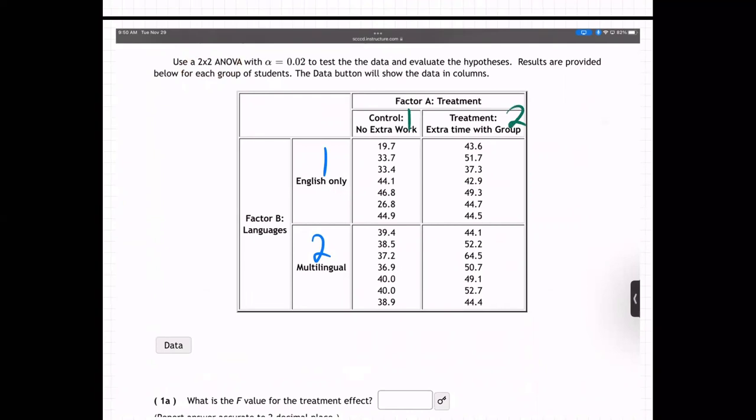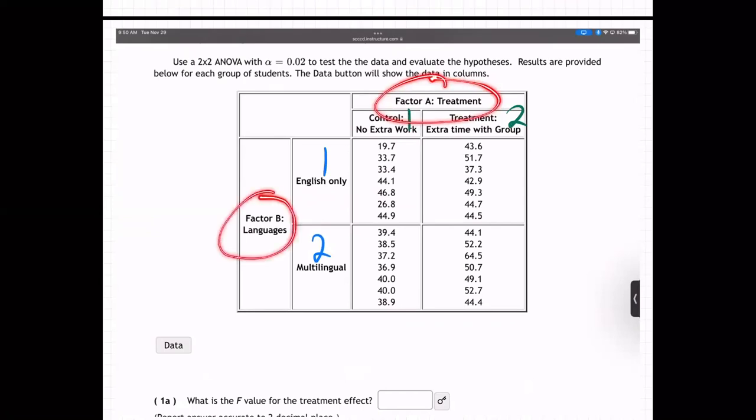So what they've done is they put factor A at the top, treatment, meaning no extra work versus extra time with a group. They're basically saying, if people spend more time with the group, are they going to do better at the history or the math or whatever exercise your question has? Is extra time with the group going to make a difference versus no extra time working with the group? That's the main factor we're testing. Does time with the group make a difference?